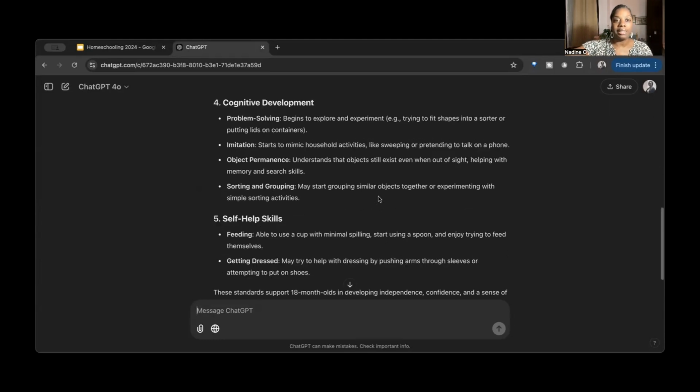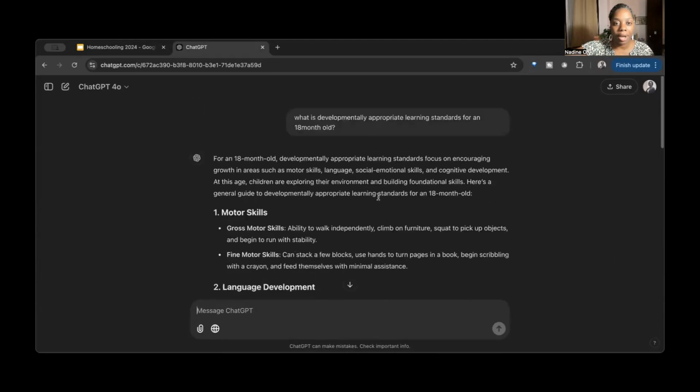Okay, so that's for an 18-month-old. Let's see about an older child. Nadia is 3. So let's say a similar question: what are the learning standards for a 3-year-old?